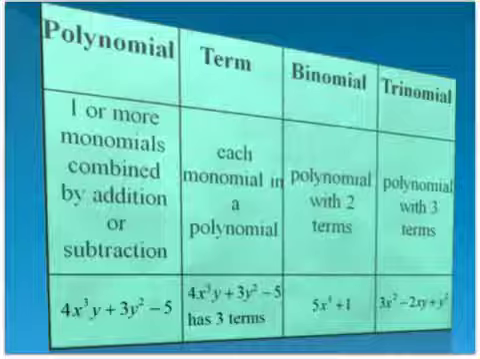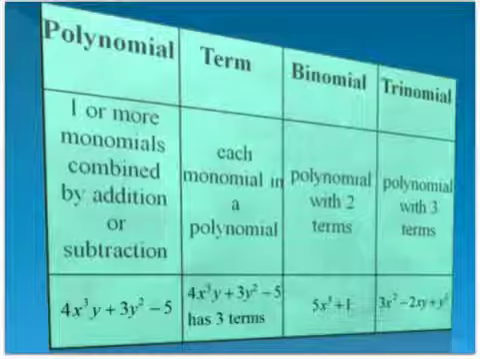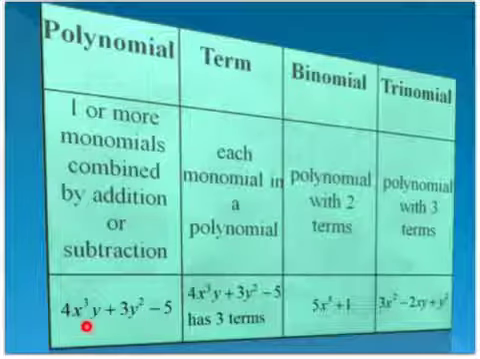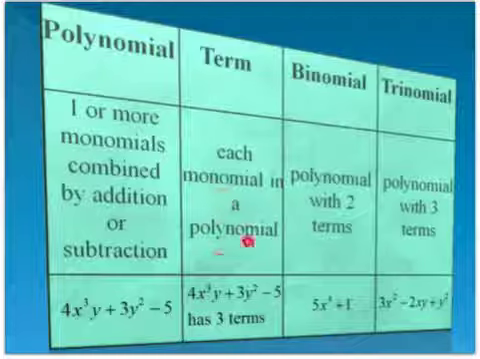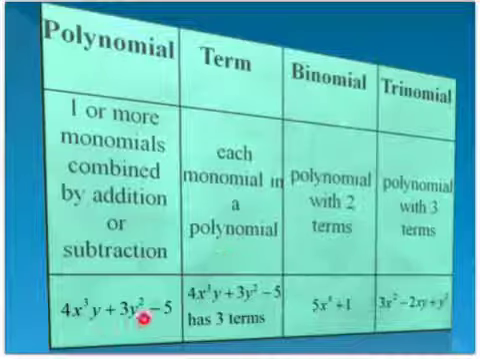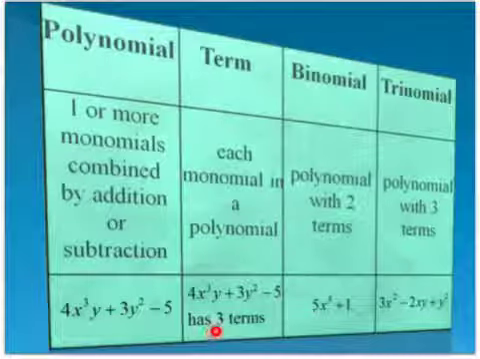Okay, this is a quick snapshot of some terms and maybe some definitions and examples that you might want to put down in your notes. So basically, guys, a polynomial is one or more monomials combined by addition or subtraction. You use plus and minus signs to join terms. You guys see how we have that going on right here, 3 terms right here. So what's a term? Well, each monomial in a polynomial is a term. So that same one that we just saw, it has 3 terms right there.